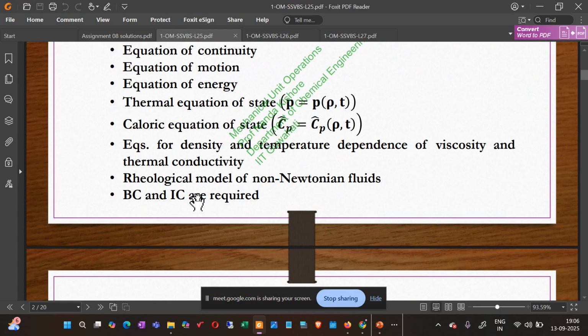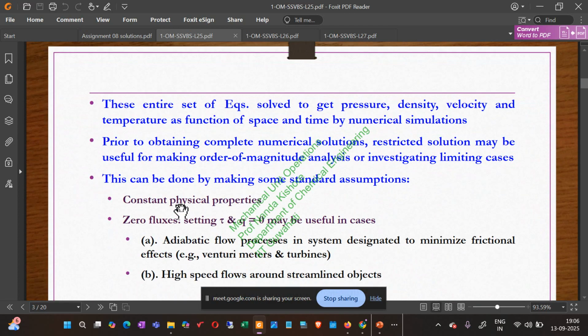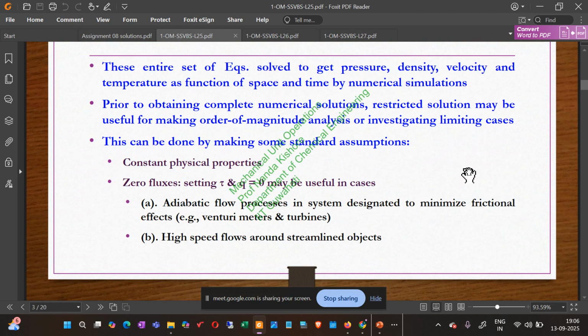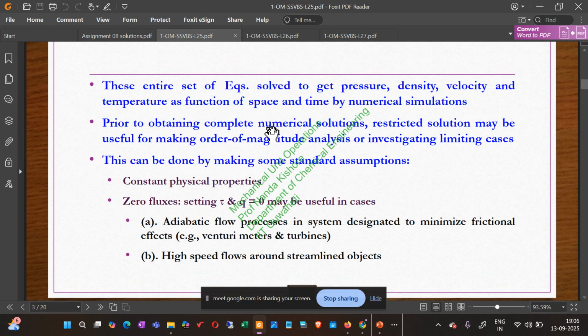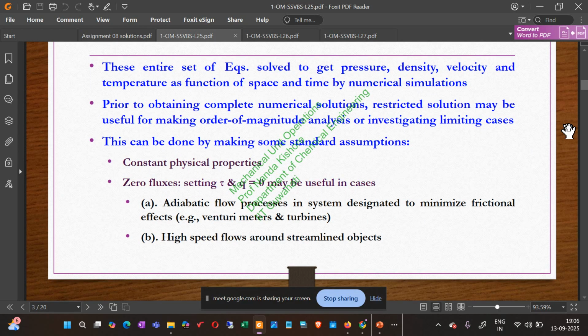So let us come to the next slide. What it says is, very quickly and slowly, we will be looking at the main concepts that were part of these 20 slides for the 25th lecture of week 8, right?